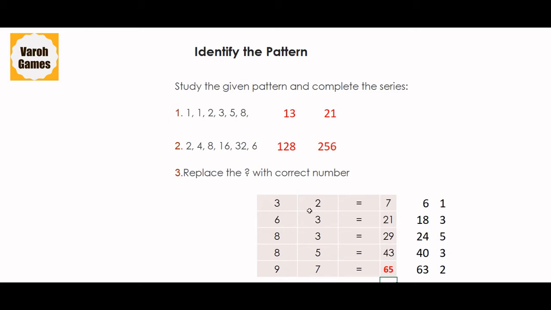65. So, first we tried with addition, then we tried with subtraction, then we chose multiplication because by multiplication we were closest to our answers. Then we observed the difference and found out how that difference can be arrived at, and we wrote it over here. Then we saw that by adding these two results, we get our final result. So this is the way we can solve these patterns.